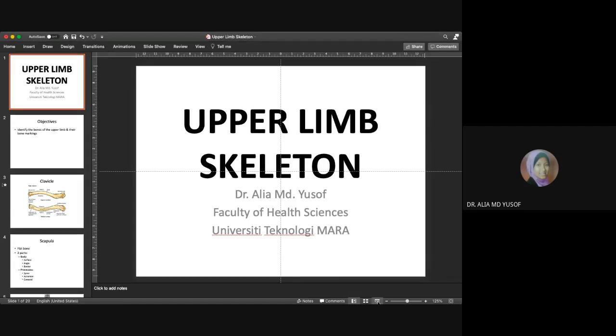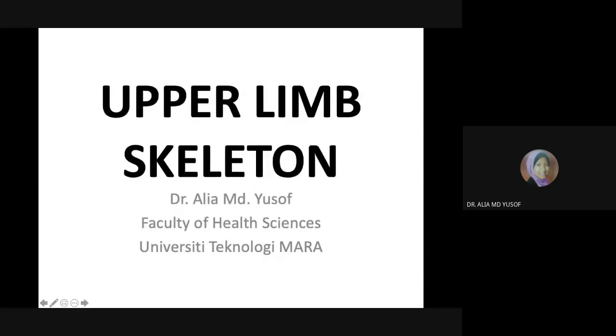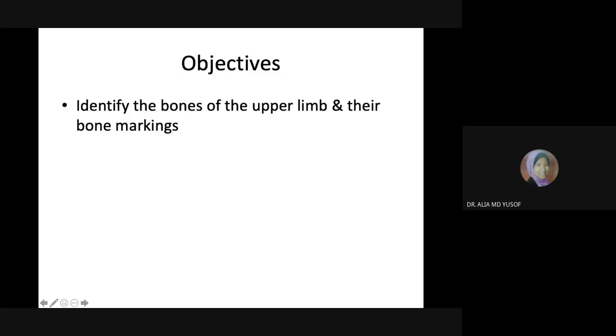Okay, today's class is on the upper limb skeleton, which includes the clavicle, scapula, humerus, radius, ulna, carpal bones, metacarpals, and the phalanges. The objective of this class is to identify the bones of the upper limb and their bone markings. It's important for us to identify the bone markings of each bone so that we know what kind of bone it is, which bone it is, and which orientation.